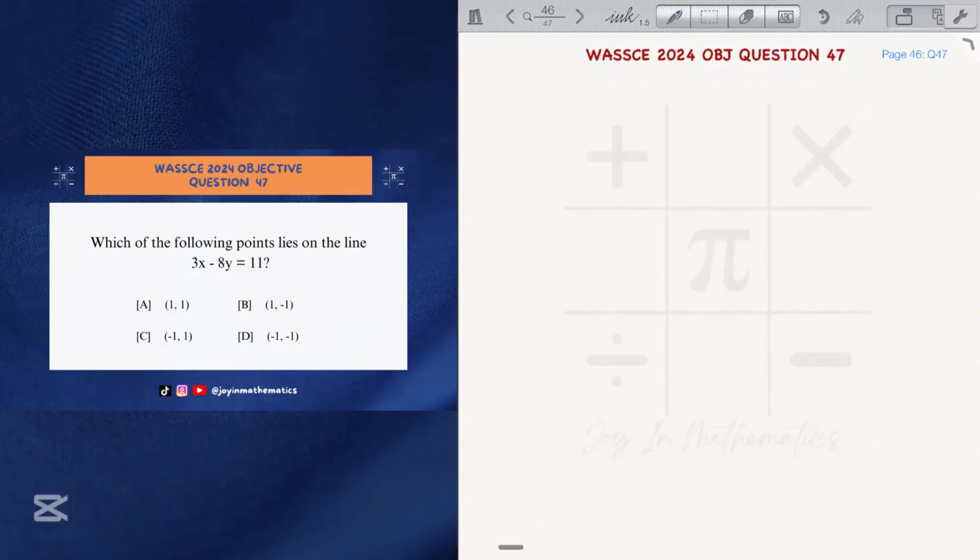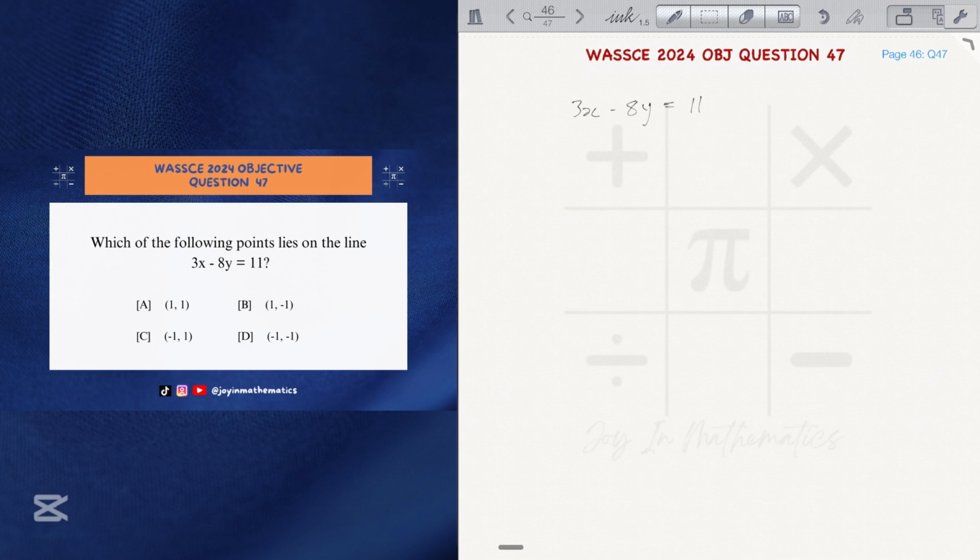Now let's proceed on to question number 47. The question says, which of the following points lies on the line? The equation of the line is 3x minus 8y equals 11. So we have 4 points: option A (1, 1), option B (1, -1), option C (-1, -1), and option D (-1, -1).